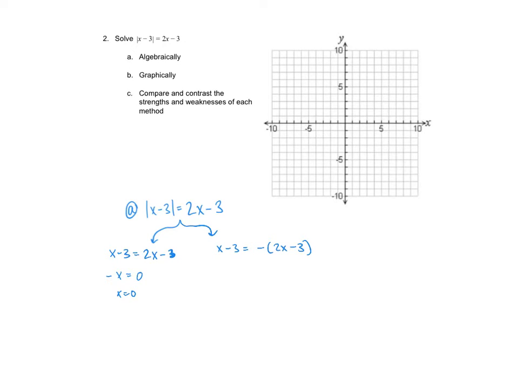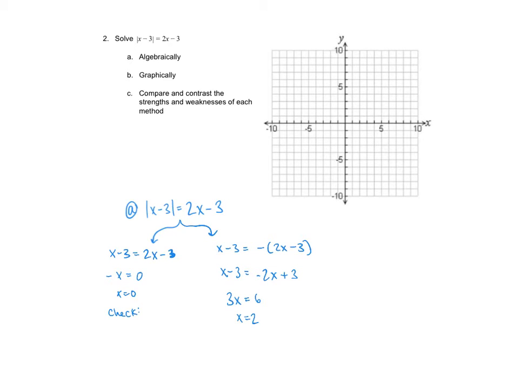And then on the other side, I'm going to distribute the negative. So I have x minus 3 equals negative 2x plus 3. I'm going to add the 2x over. I'm going to add the 3 over. So I have x equals 2. Now we need to double check and see if we have any extraneous solutions.